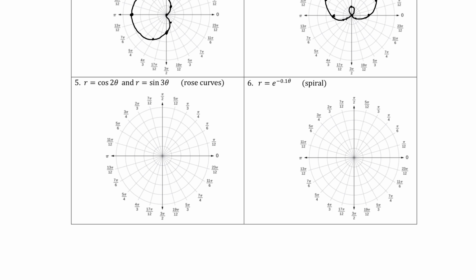Let's see. e to the negative 0.1 theta. That is really interesting. r equals e raised to the negative 0.1 theta. It's a spiral. You got a spiral? And what's interesting, and I'm not sure exactly why Desmos chooses this specific range, I wish I knew, is that it shows you enough of a curve to go around so many times. My guess is it takes 0 to 12 pi to reach the number 1 on the horizontal axis.